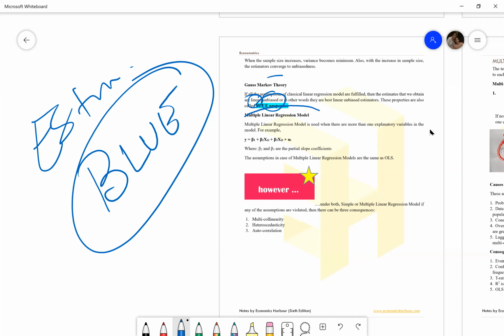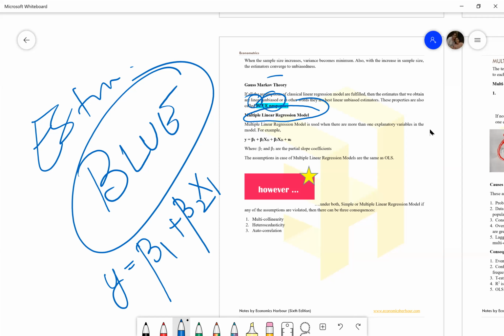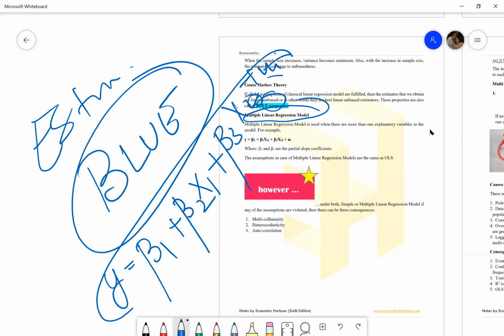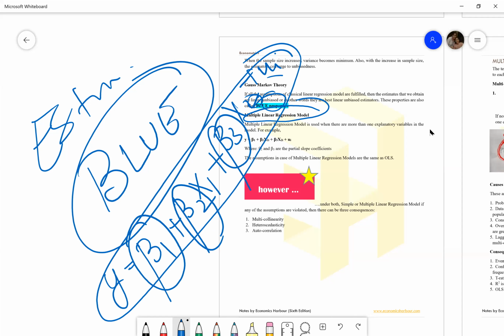But then we have the multiple linear regression model, in which, like we said, there are more than one explanatory variables. So we have beta 1 plus beta 2 x1 plus beta 3 x2 plus ui. So this is a multiple linear regression model. These are the slope coefficients. This is the intercept term. And even in case of multiple regression models, the assumptions are the same as your OLS model.